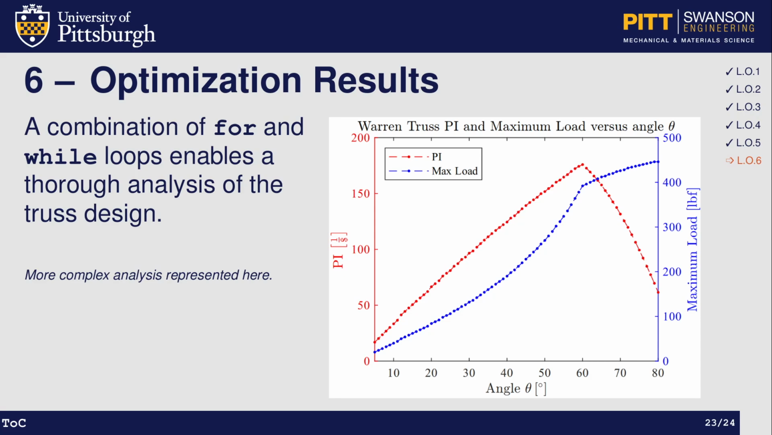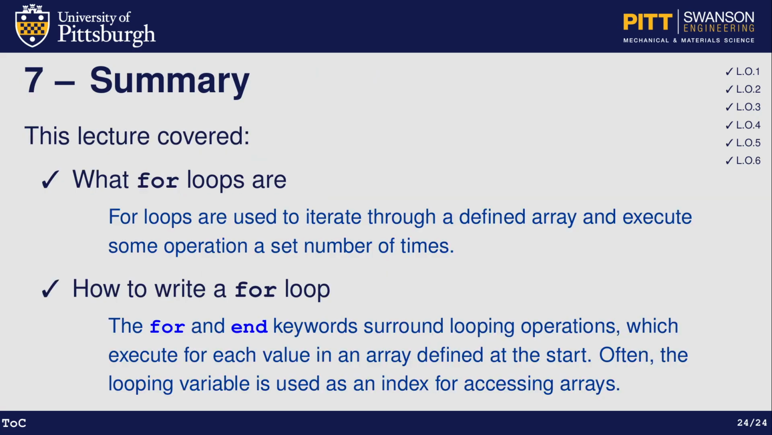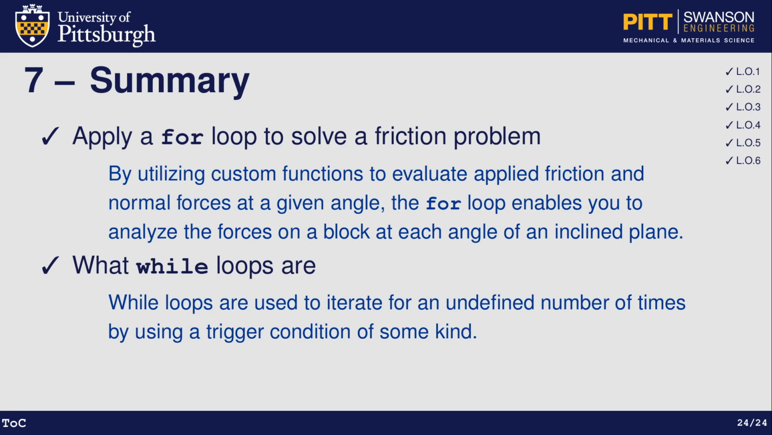applied here. In summary, for loops are used to iterate through a defined array and to execute some operation a set number of times. The for and the end keywords surround looping operations, which execute for each value in an array defined at the start. Often, the looping variable is used as an index for accessing arrays. Then by utilizing custom functions to evaluate the applied friction and the normal forces at any given angle, the for loop enables you to analyze the forces on a block at each angle of an inclined plane.